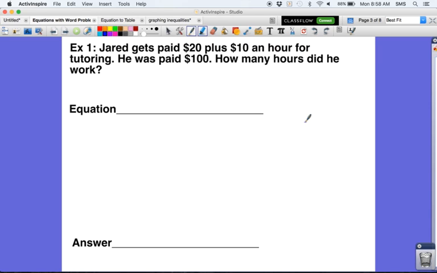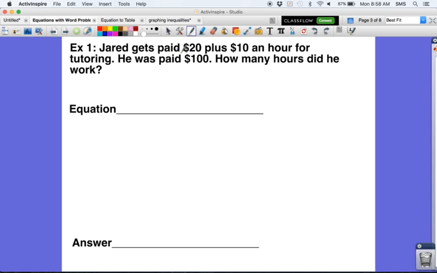So here we go. I have a word problem here. Jared gets paid $20 plus $10 an hour for tutoring. He was paid $100. How many hours did he work? So I want to know how many hours Jared works. That's my unknown right there. We read the whole problem, and I'm trying to think about what's happening. We know Jared's getting paid. He gets paid up front, $20, plus he makes an additional $10 per hour. He made $100, so we're trying to figure out how many hours he worked.